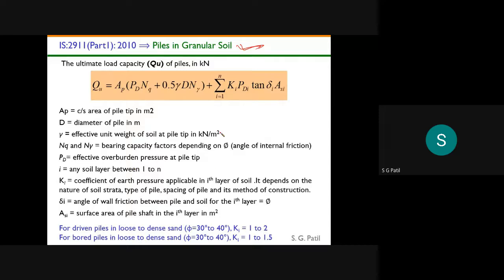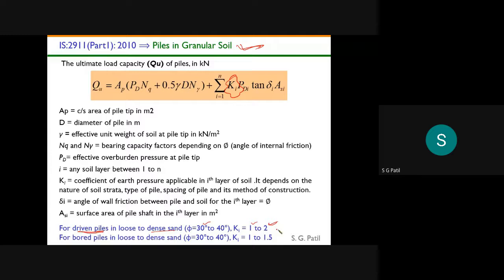The only thing here you have to concentrate on is this K value. In IS 2911 they will tell you can take from 1 to 2 for dense sand, that too in driven piles. So if you have a driven pile, and if you have a phi value between 30 to 40, then if you have 30 degree you take 1, and if you have 40 degree, then you can take 2 as K value.